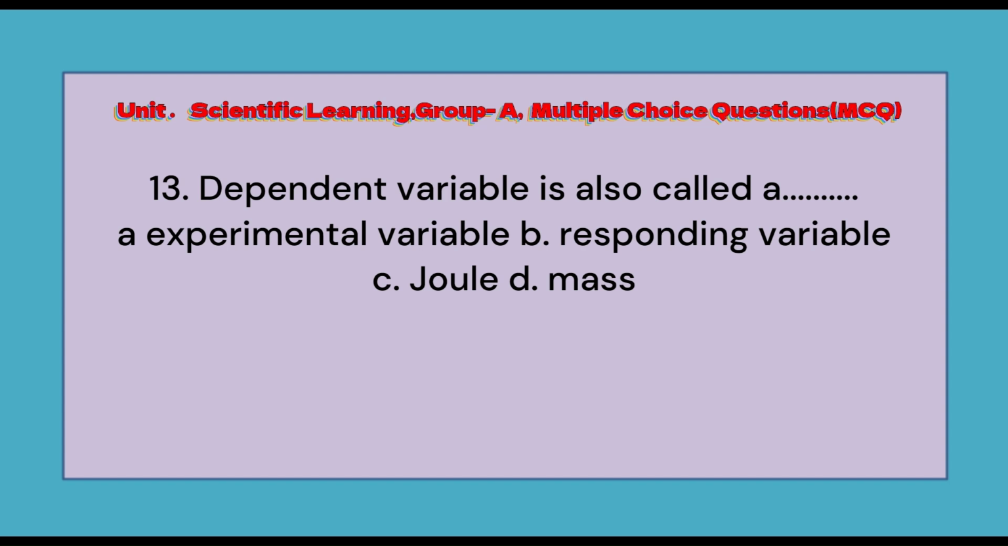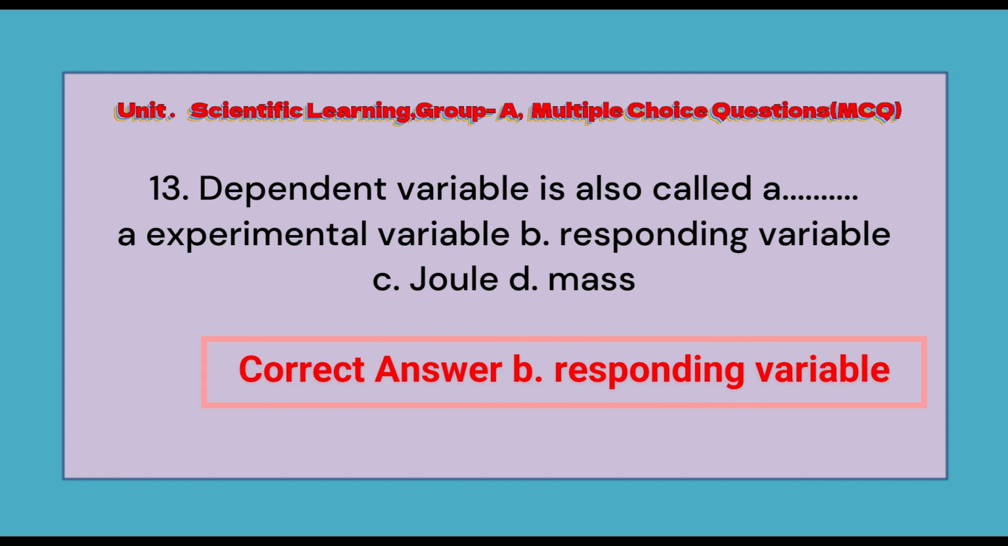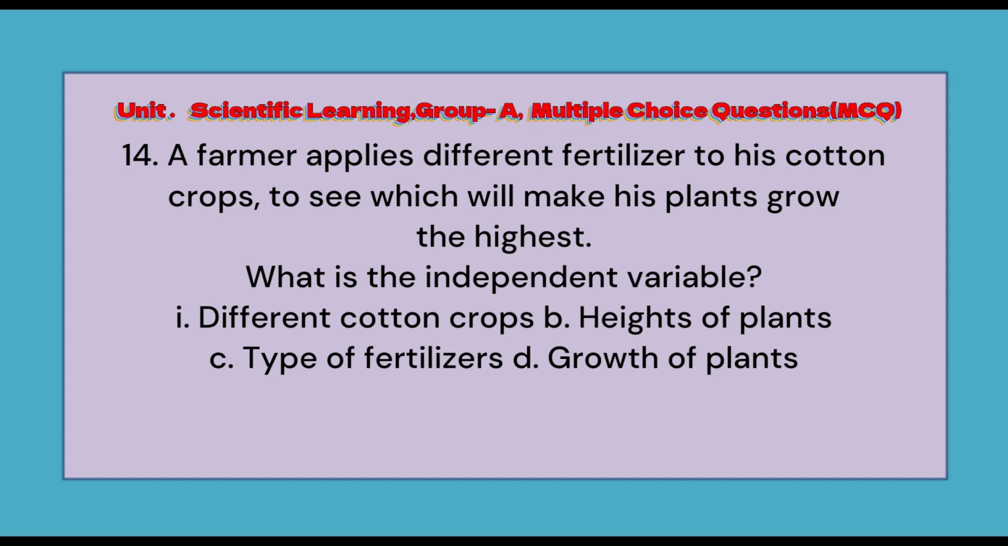13. Dependent variable is also called A. Experimental variable. B. Responding variable. C. Joule. D. Mass. Correct answer B. Responding variable.